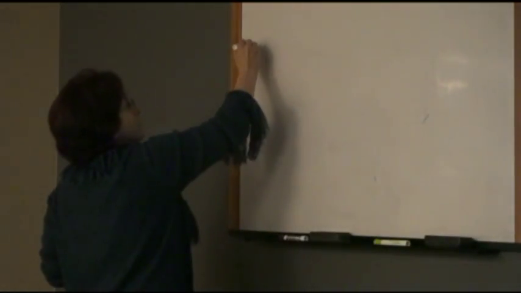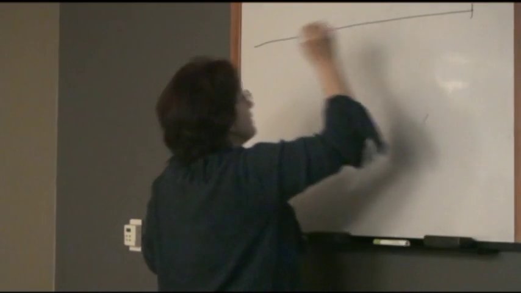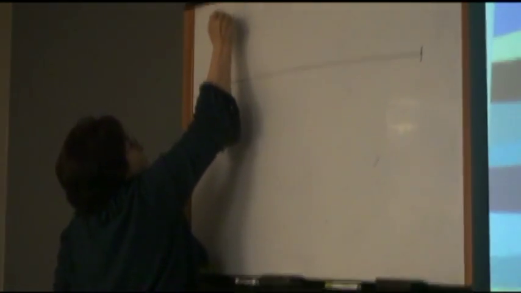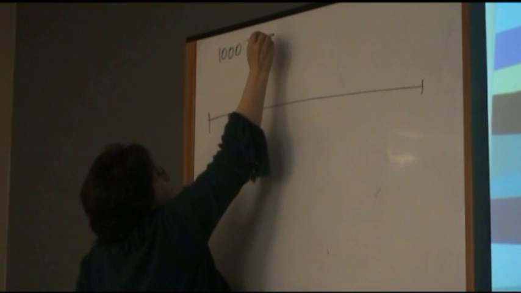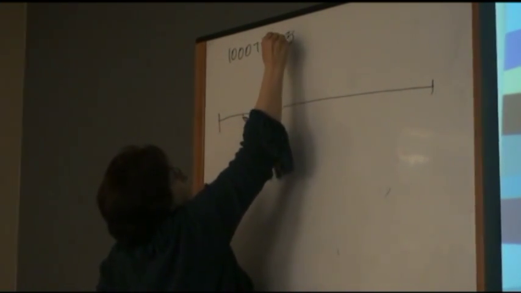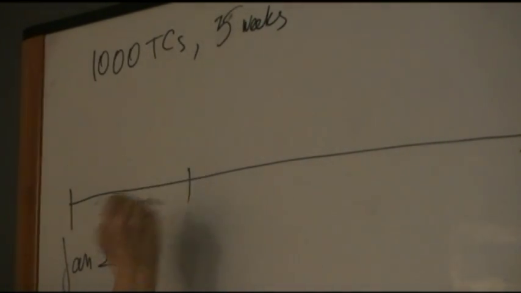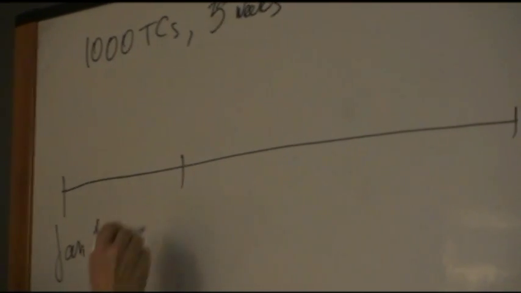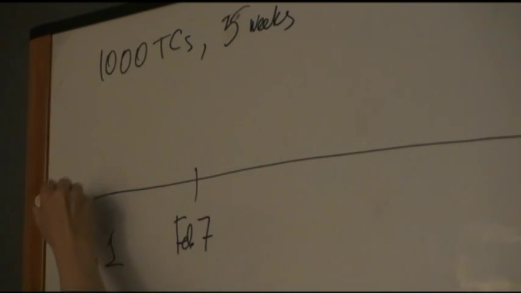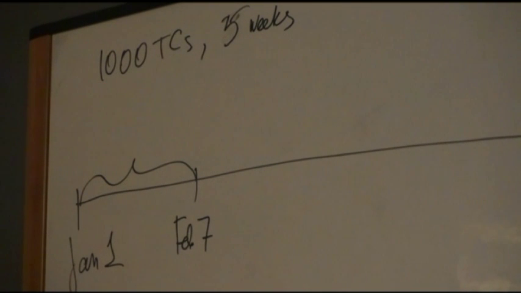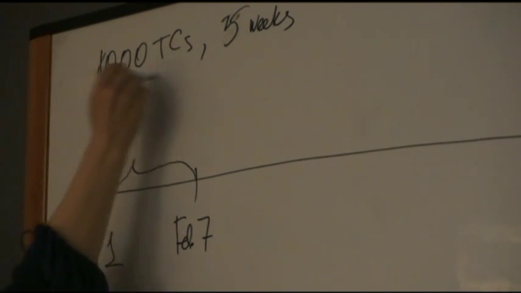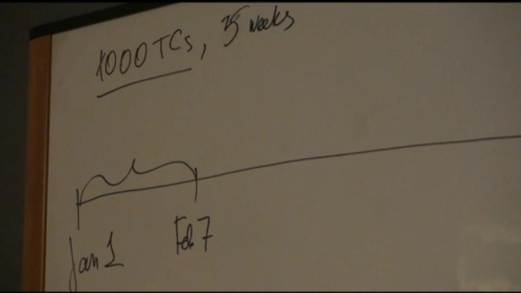So now let's look at the timeline. We have 1,000 test cases, 5 people, 5 weeks of execution time. Let's say we started, hypothetically, of course, on January 1st. 5 weeks will bring us somewhere to February, let's say 7th, 6th, for simplicity 7th. This is our first cycle. And this is where we try to execute the 1,000 test cases, or as much as we can.